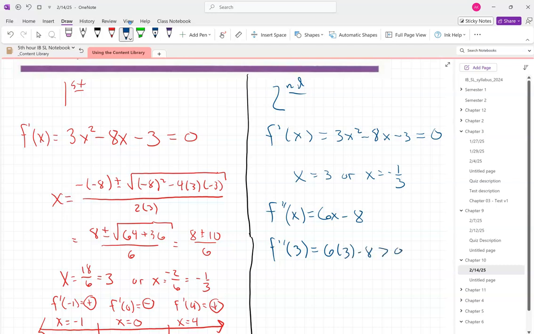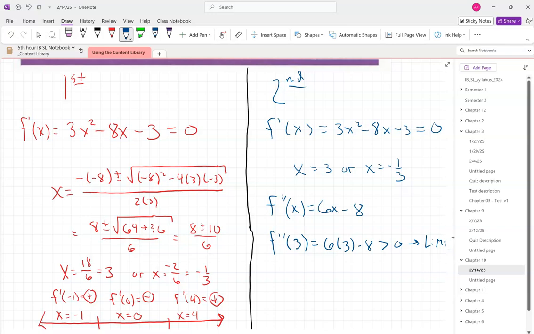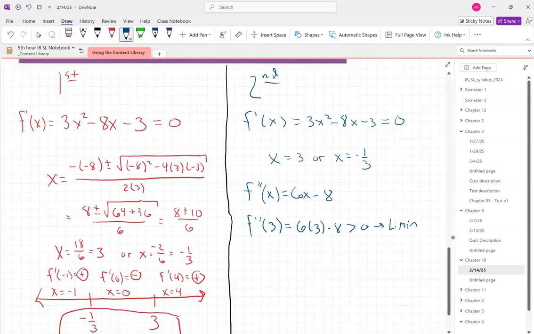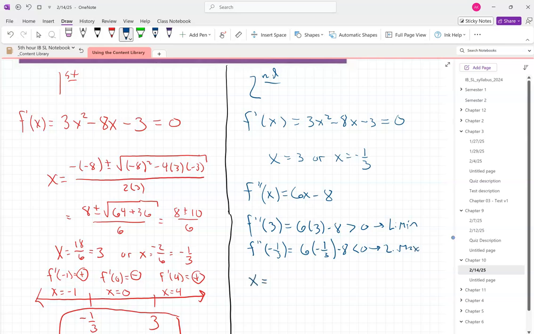I notice that when I plug 3 in, that's positive. So that's a local minimum. And when I plug negative 1/3 in, that's going to be negative, so that's a local maximum. So I'm, again, done there.